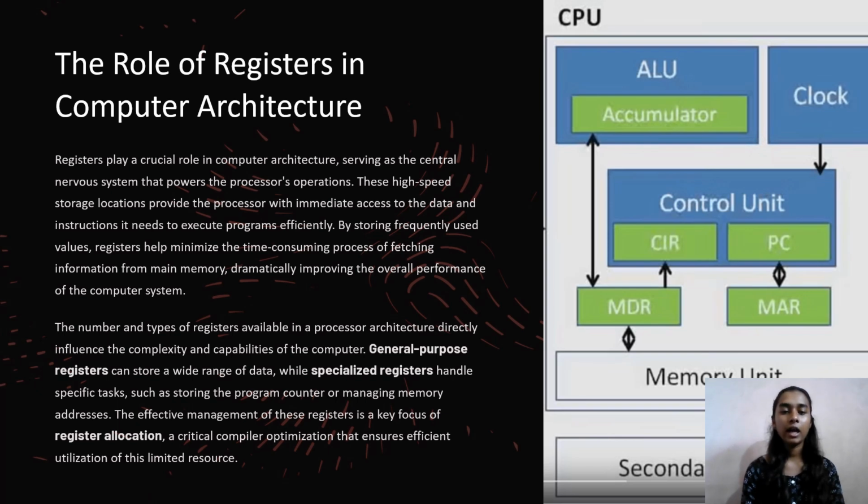The number and types of registers available in a processor architecture directly influence the complexity and capabilities of the computer. General purpose registers can store a wide range of data, while specialized registers handle specific tasks such as storing the program counter or managing memory addresses. The effective management of these registers is a key focus of register allocation, a crucial compiler optimization that ensures efficient utilization of this limited resource.